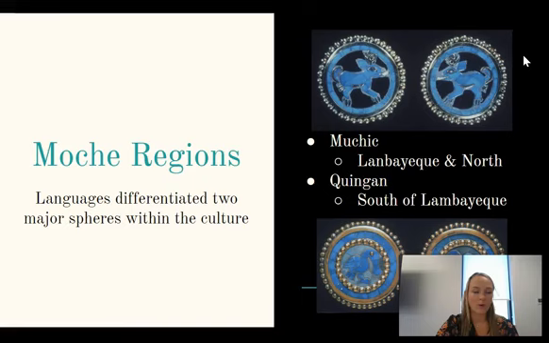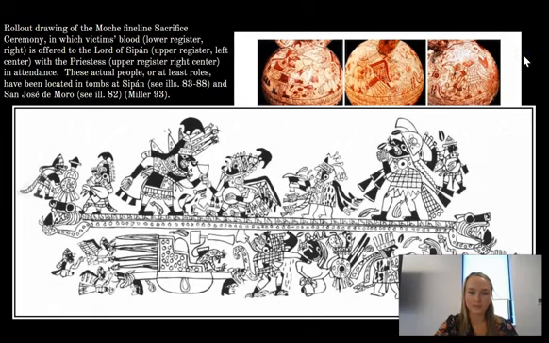So for the Moche regions, again, in the north of the Lambayeque Valley, we have the Muchik language, and then Quingnam is spoken south of Lambayeque Valley. So these languages and these different spheres of the Moche culture do exist.